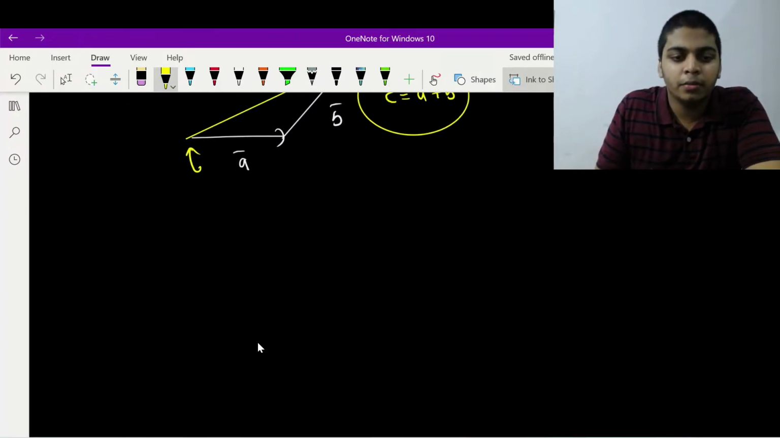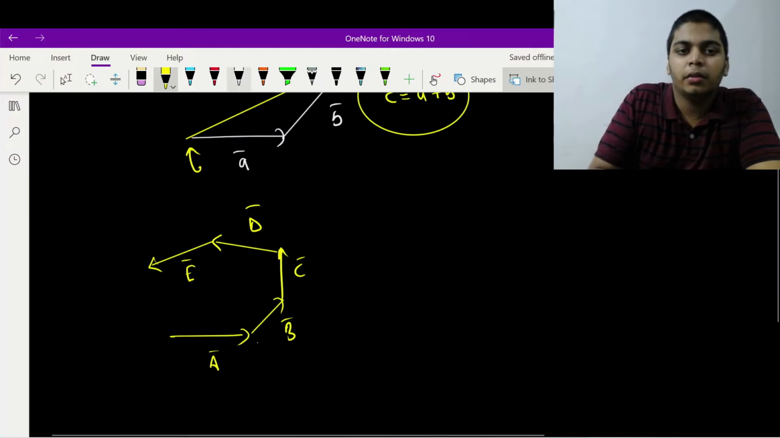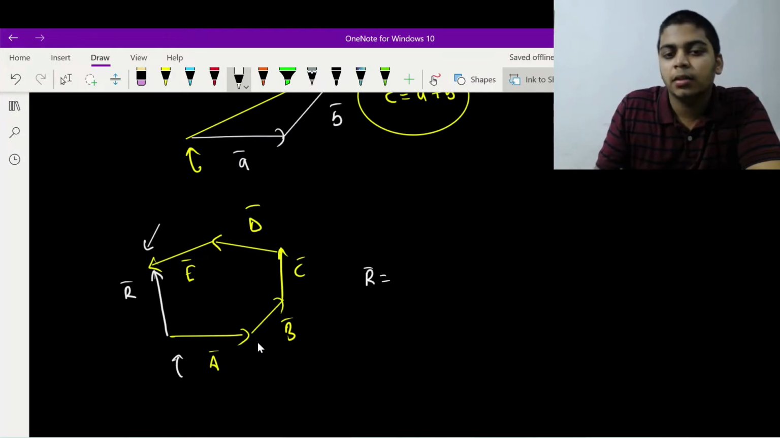Okay, if you have some sequence of vectors, A bar, B bar, C bar, D bar and E bar, and the closing vector or the resultant vector which starts from the tail of A and ends at the head of E, and this resultant vector R bar is nothing but the sum of all the vectors: A bar plus B bar plus C bar plus D bar plus E bar.